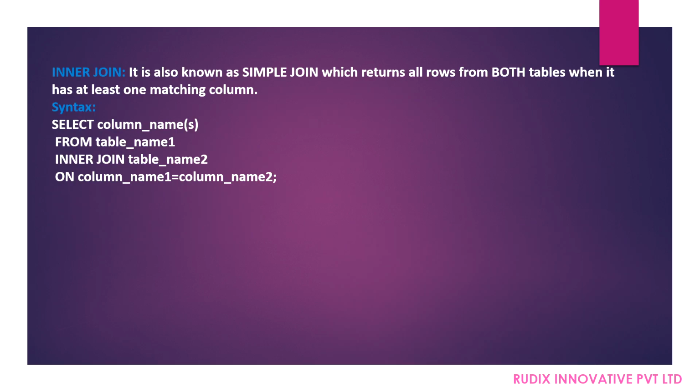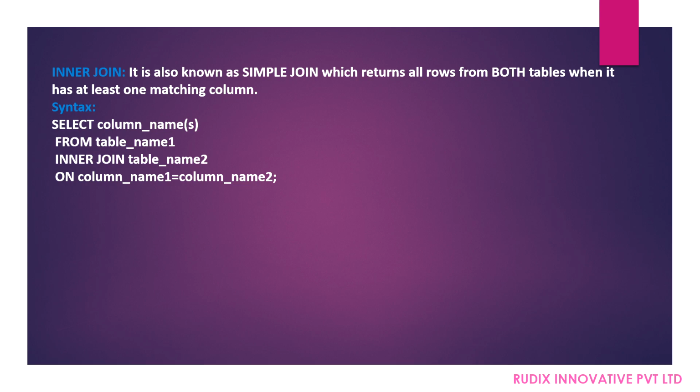We have some examples. We have a syntax for the inner join, which returns rows from both tables where there is at least one matching column. The syntax of this inner join is: select column name from table 1 inner join table 2 on column name 1 equal to column name 2.